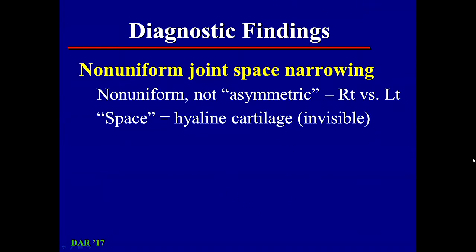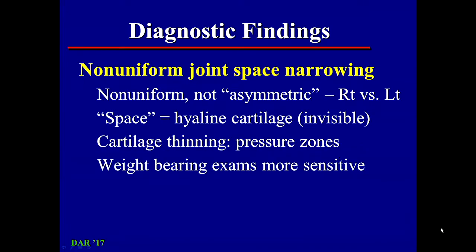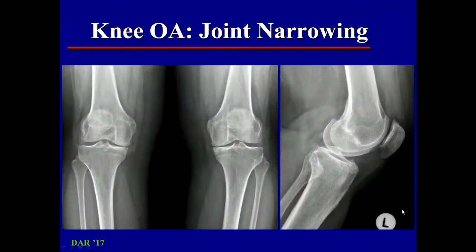Now, what is the joint space? It's not a vacuum. There's something between the two bones, and that something is hyaline cartilage. Now, that's invisible radiographically, which is probably why historically this was called a joint space. But when we're losing that joint space, it's the cartilage that we're losing, and the cartilage thins primarily in the pressure zones of the joint first. And for that reason, X-rays made with weight bearing are going to be more sensitive for joint space narrowing than those made without weight bearing.